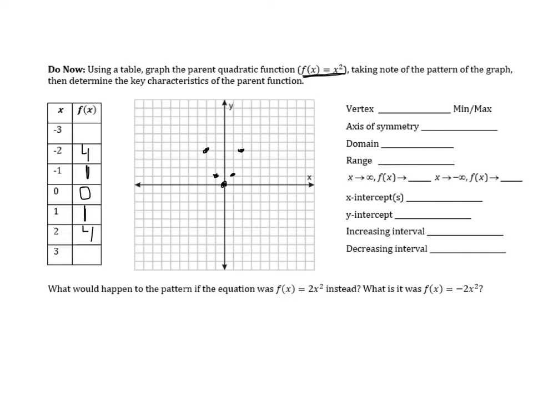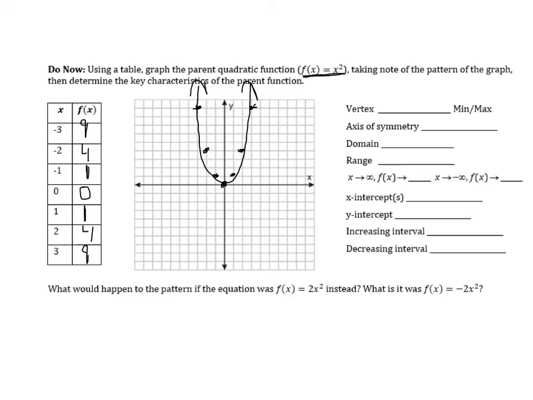At this point, you should see a pattern. So when I plug 3 in, 3 squared is 9. You should realize that negative 3 should also be 9. So I have a coordinate at 3, 9, and negative 3, 9. And that gives me my parent quadratic function, right?